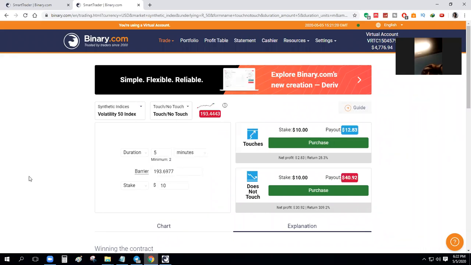Okay. So I have my asset, I have the expiry time, I have the amount. And now look at here. Does not touch is here, touches is here. So for now, I am saying in the next 4 minutes, because I think we have 4 minutes remaining, price will not touch. This is a demo trade, guys. So I'll click does not touch.